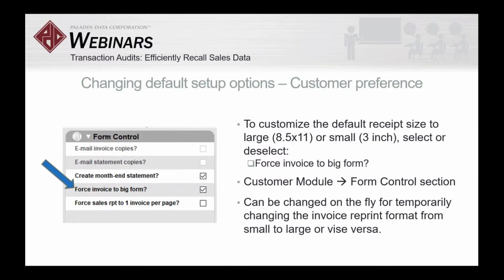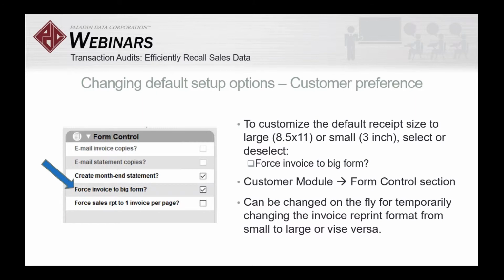Now, if they say, well, can I get a big receipt? And this is recalling, you wanted to reprint an existing invoice that's already been in the system for days, weeks, or months. If you flip this switch in that particular customer's module, and you say force it to big form, and then you reprint that same 3-inch receipt, it's going to produce an 8.5 by 11. There's a need for this. There's a lot of people that on their reprints, they want the big form, they don't want the little receipt.